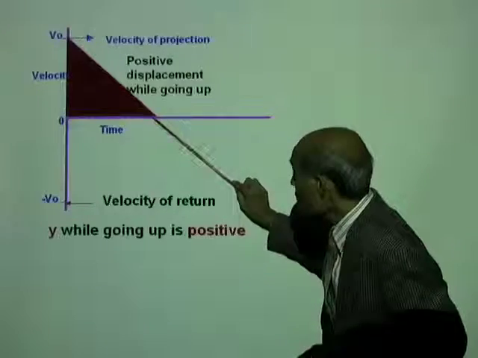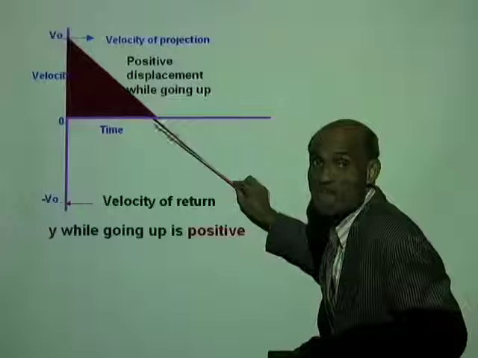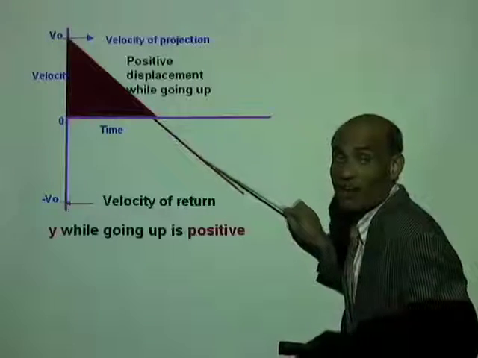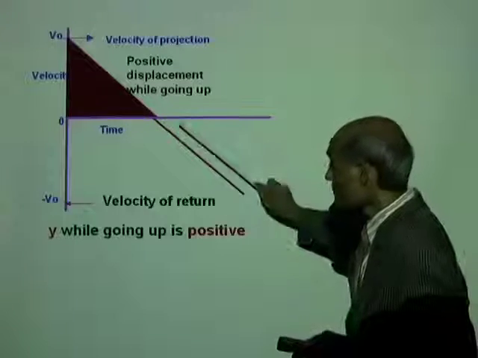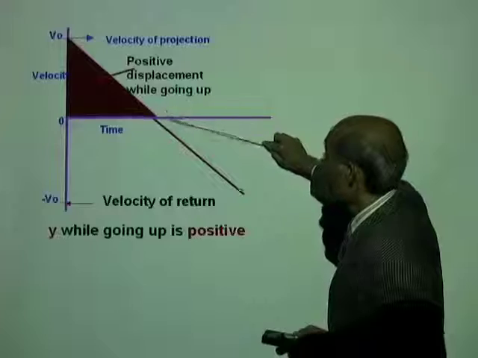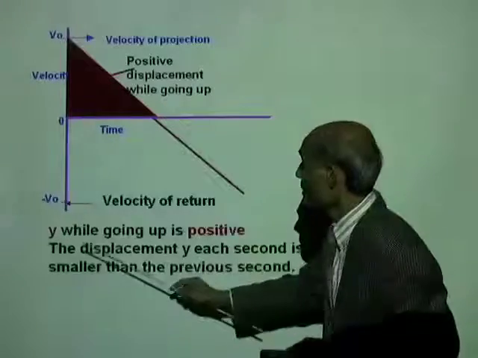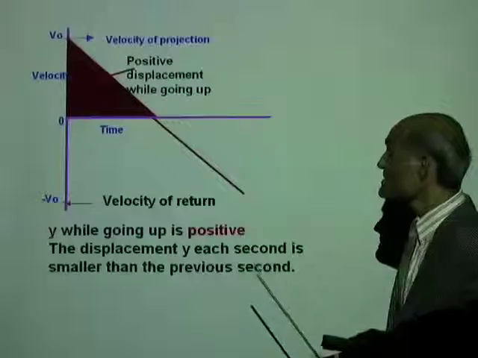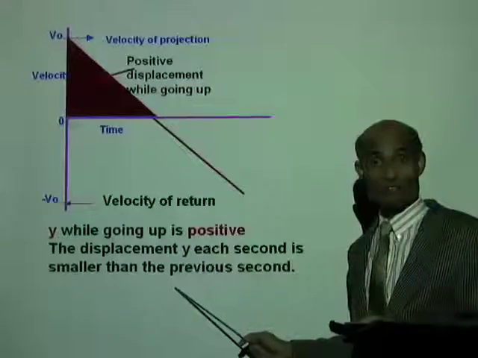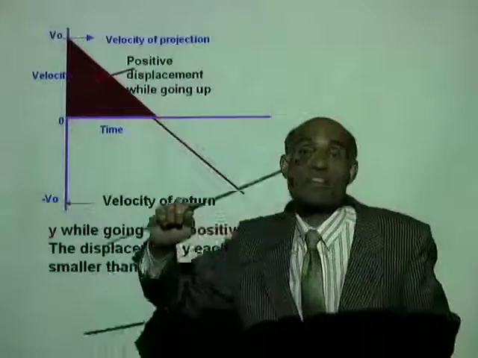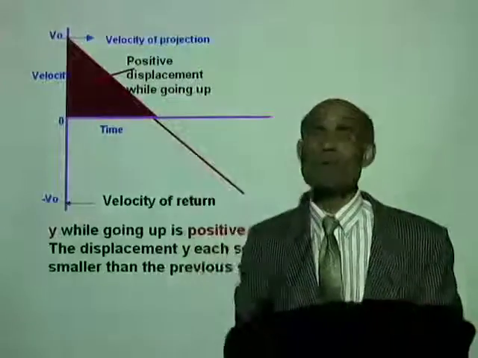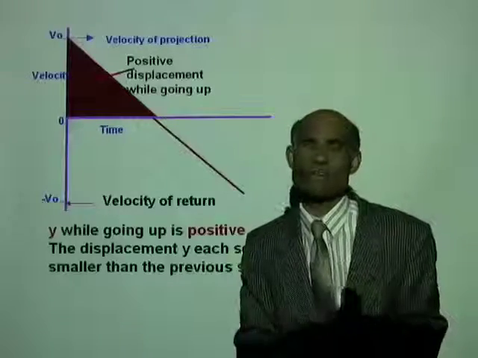And now, this is the velocity while it is coming down. The velocity is 0 at the highest point and goes in the negative direction. And if you measure the area enclosed by that, all right, the displacement y each second is smaller than the previous second. Is that right? I told you as each second it goes up, the displacement gets smaller and smaller. So what shape will the graph take?